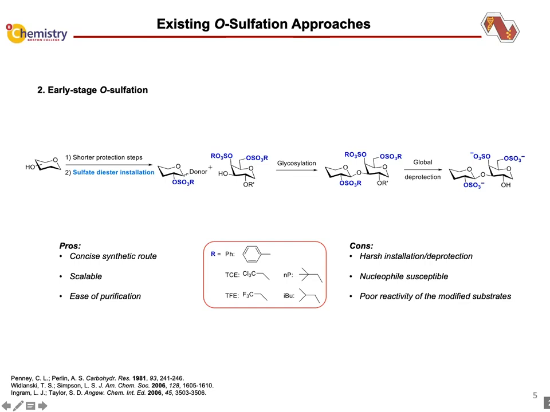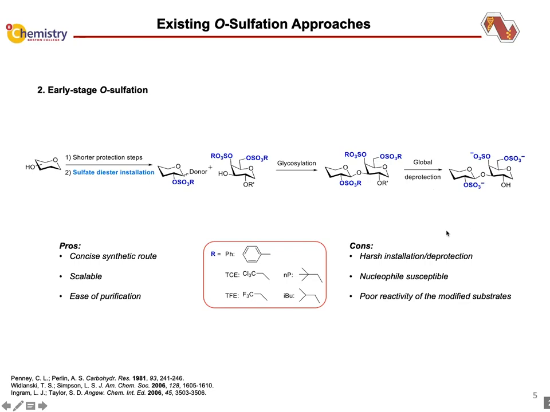So the advantage of early stage O-sulfation is that it is much more concise compared to the late stage sulfation synthesis. It is also scalable and relatively easy to purify. You could purify the material right before the global deprotection reaction. And usually the global deprotection reaction generates very little, if any, byproduct. So you don't need to do the purification at the very last product.